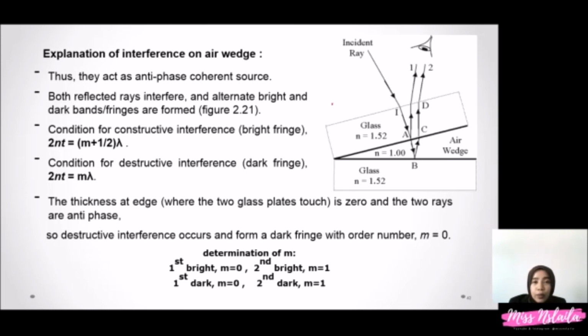For the order number, we always start to calculate from this point. Since both glass plates are in touch with each other, overlapping here, this air wedge always starts with a dark fringe. So we can find the thickness of this air wedge at the end, where we want to find it. And for this air wedge, there will be no central bright or central dark, because we start looking from this end, which always starts with dark. To determine the order number m, the first bright is m equal to 0, the second bright m equal to 1. For dark it is the same: the first dark is m equal to 0 and the second dark m equal to 1.